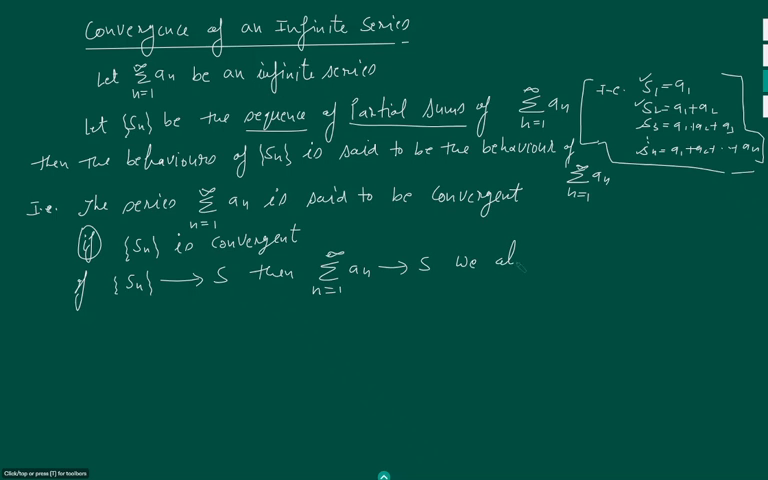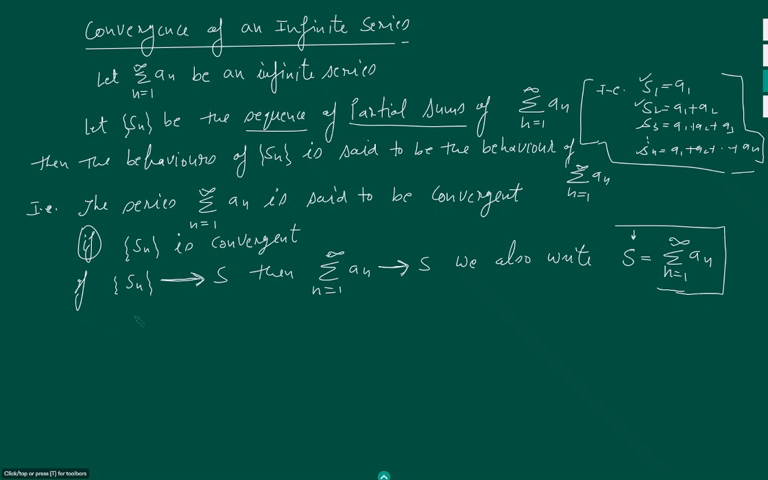We also write s is equal to the sum of the series. s is equal to the sum of the series does not mean that if you add all terms of an infinite series then you will get s. The sum of a series is s means the series converges to s, and a series is said to converge to s if its sequence of partial sums converges to s.